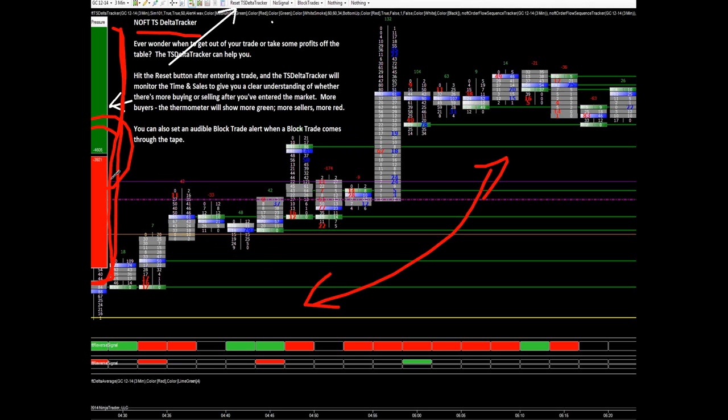So a good way to trail your stop is to have that once you've entered the trade, to see if you're actually on the right side of the market. What I like to use it for is if we come into a level, let's say I have a purple line on the chart. I don't know what that was for, but I have a purple line on the chart. So we come into that purple line area. Sometimes I'll hit the reset button on the delta tracker and then see what's happening. Am I getting more red? Am I getting more green? It gives me an indication of what might be happening at that particular price level.